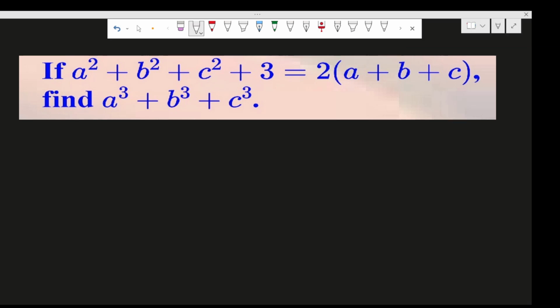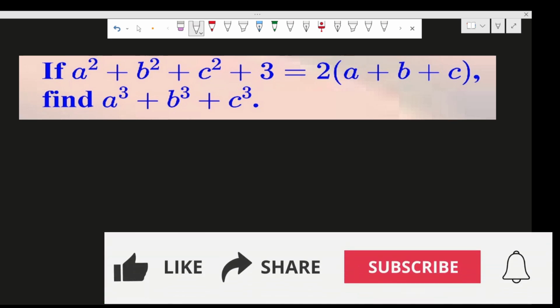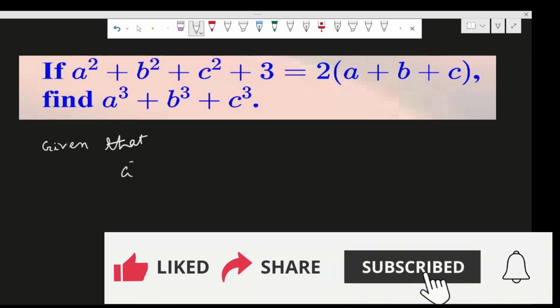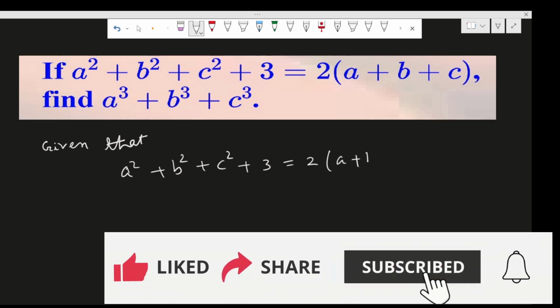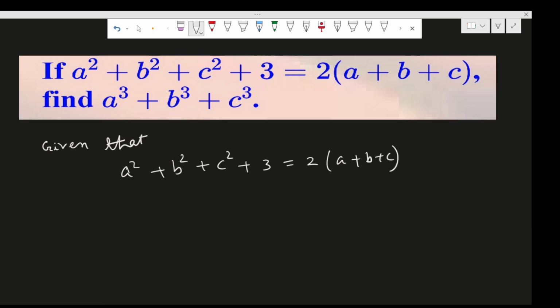Your question is, if a square plus b square plus c square plus 3 is equal to 2 into (a plus b plus c), find a cube plus b cube plus c cube. First write the given condition: given that a square plus b square plus c square plus 3 is equal to 2 into (a plus b plus c). What is to find out? a cube plus b cube plus c cube.